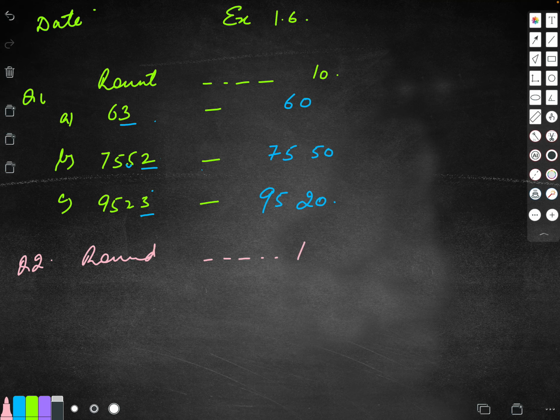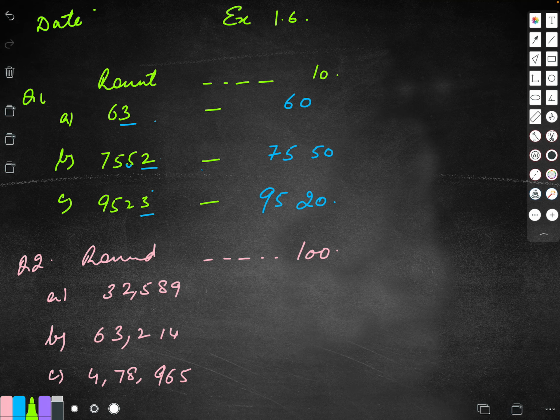Round to the nearest 100. Write the 3 sums. 3 2 5 8 9, 6 3 2 1 4, 4 7 8 9 6 5. Right? 100 की rounding. What I have to observe? Tens digit.